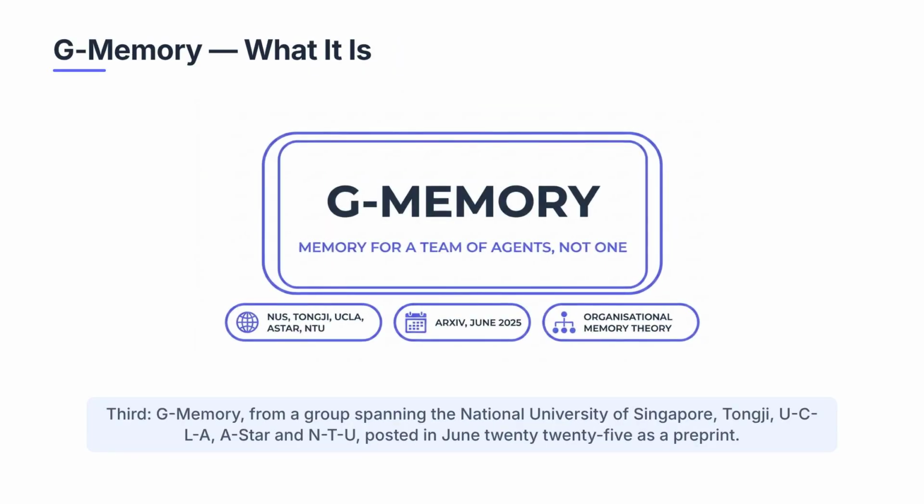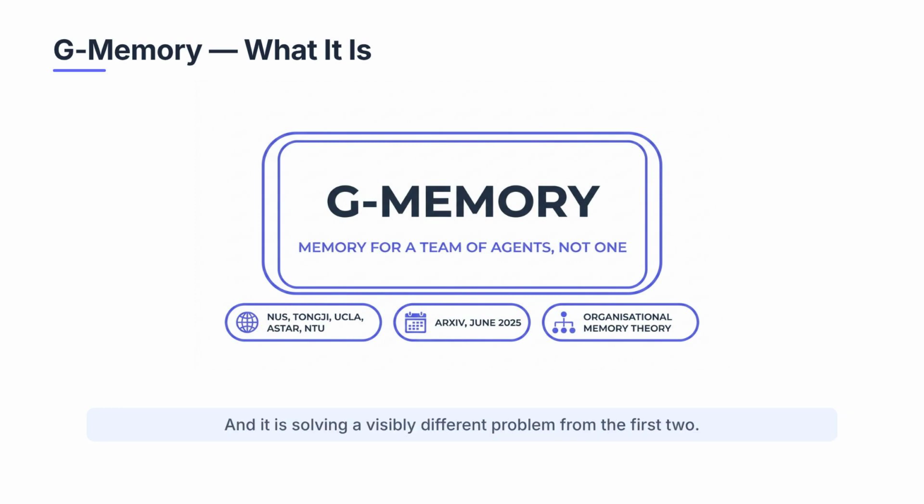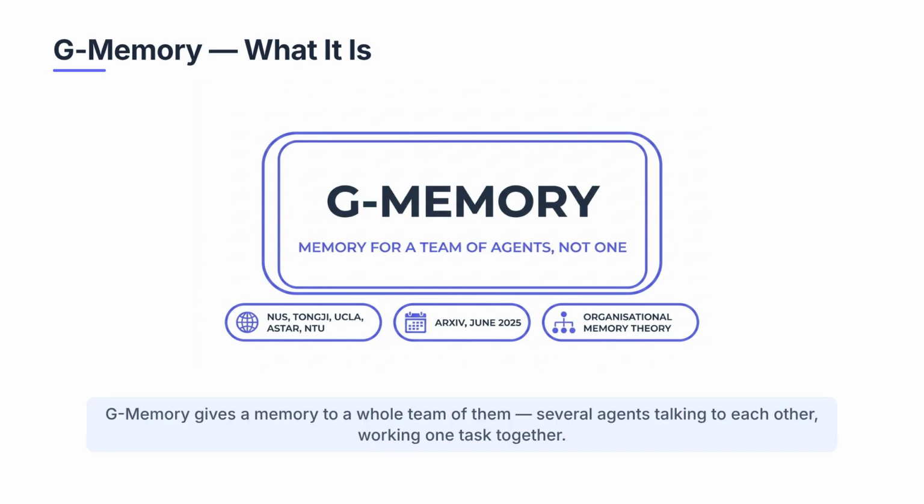Third, GMemory, from a group spanning the National University of Singapore, Tongji, UCLA, A-Star, and NTU, posted in June 2025 as a preprint, and it is solving a visibly different problem from the first two. Mem0 and A-MEM give one agent a memory. GMemory gives a memory to a whole team of them, several agents talking to each other, working one task together.